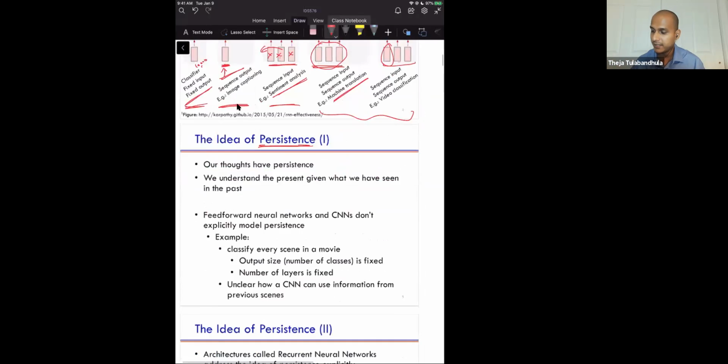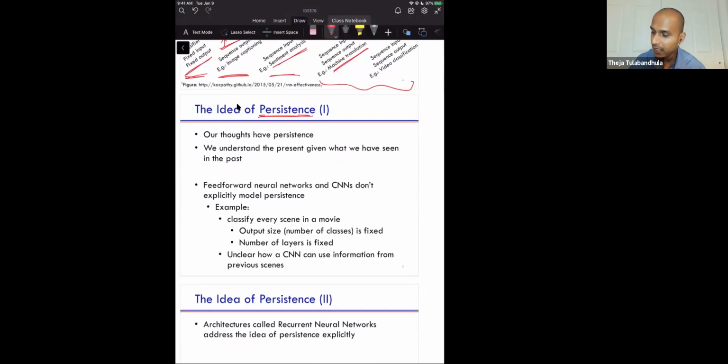For example, if you're using a feed-forward neural network or a CNN to classify every scene in a movie, so you have a scene and you are trying to classify it as type A or type B or type C, it's unclear a priori how you can use a regular convolutional neural network to use information from previous scenes. I mean, you can certainly change things, but that's what I meant by there's no persistence.